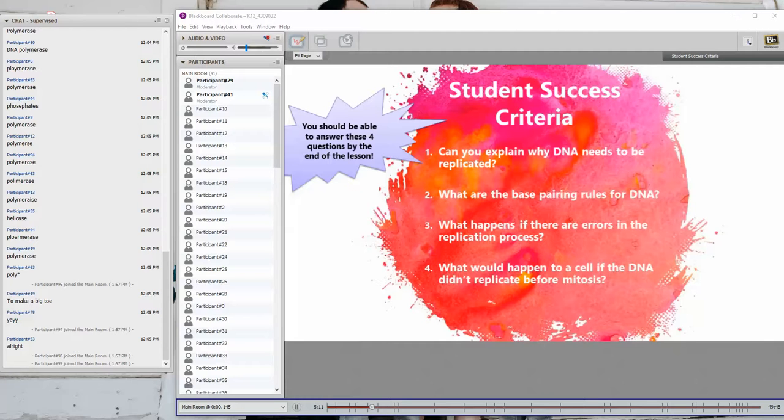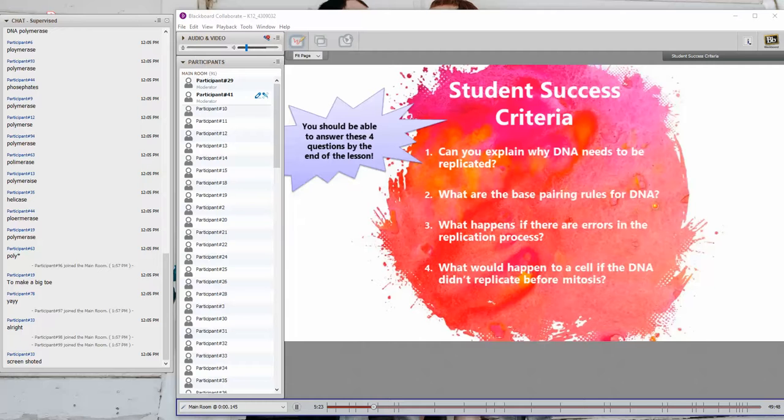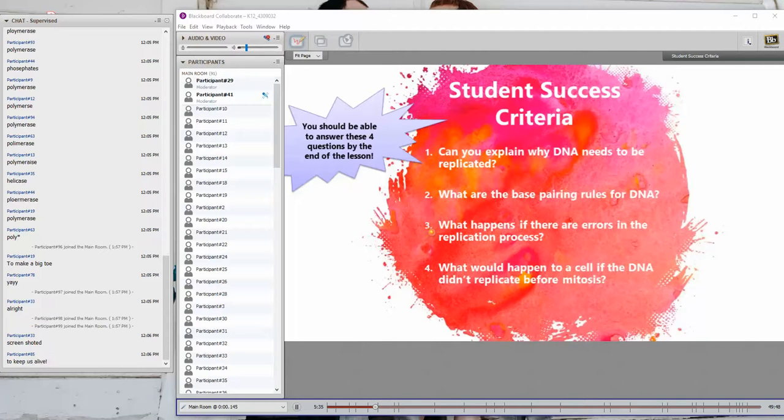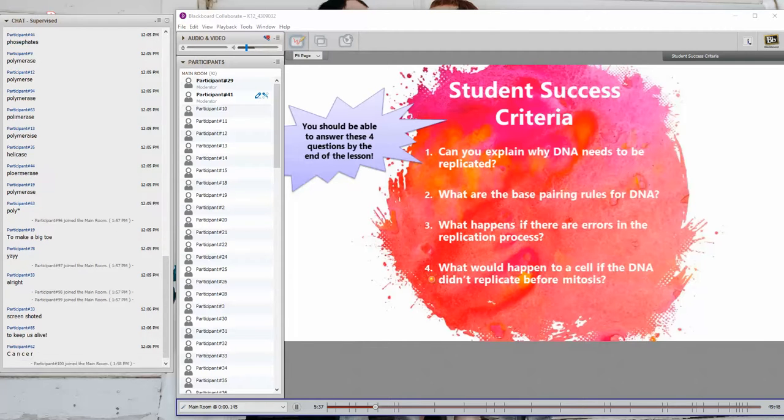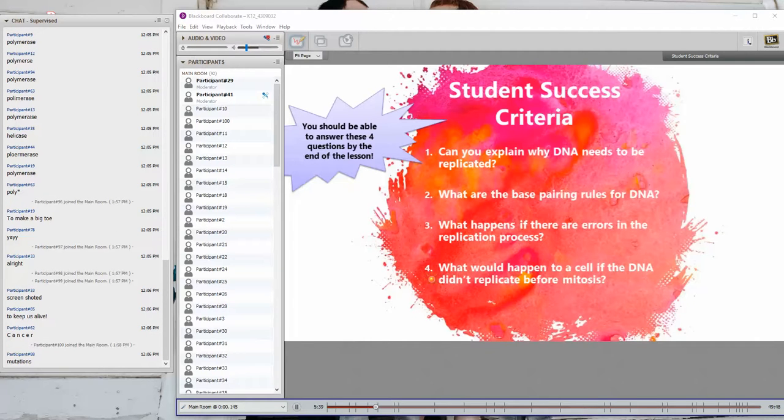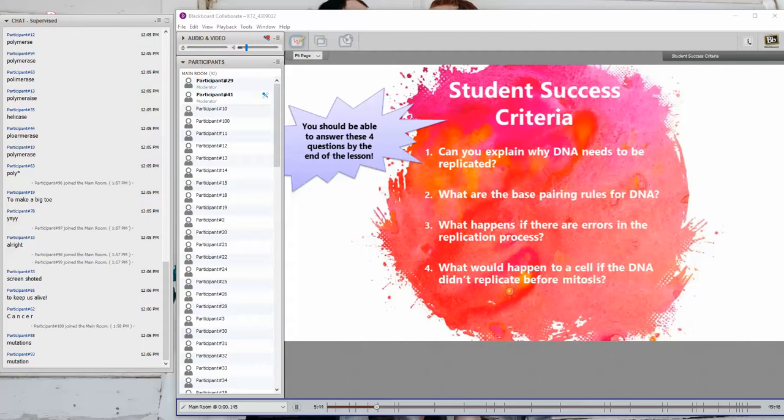Okay, so here are our 4 questions, our student success criteria. Can you explain why DNA needs to be replicated? So the purpose of DNA replication, why do we need to do that? What are the base pairing rules? And you guys, a lot of you probably know this because we learned it when we did our lab this week. What happens if there are errors during replication? What would happen? We talked a little bit about this also. And another: what would happen to a cell if the DNA did not replicate before mitosis occurred?